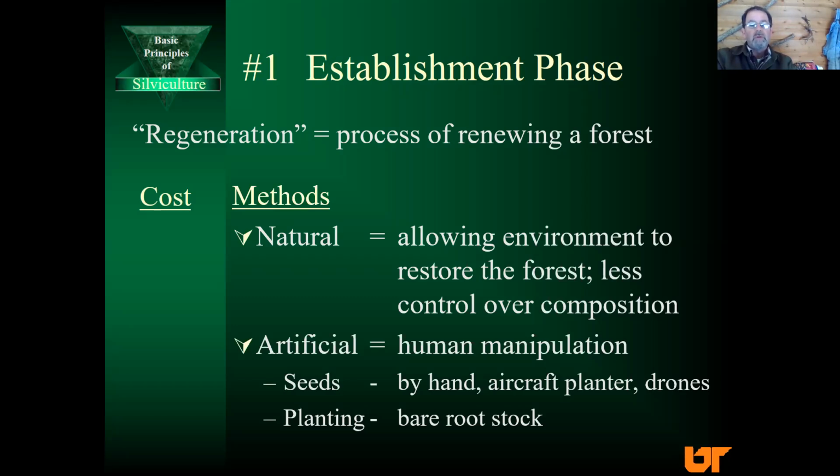Now, artificial regeneration, this is where we have human manipulation in the establishment process of the forest. And so we're going to either plant seeds, that's not done very often, but it can be done, or we're actually planting bare root stock, seedlings, in other words. And so as you might expect, the cost of these methods goes up as labor intensity goes up. So natural regeneration is pretty much free, whereas the planting of seeds or seedlings can run the cost up quite a bit.